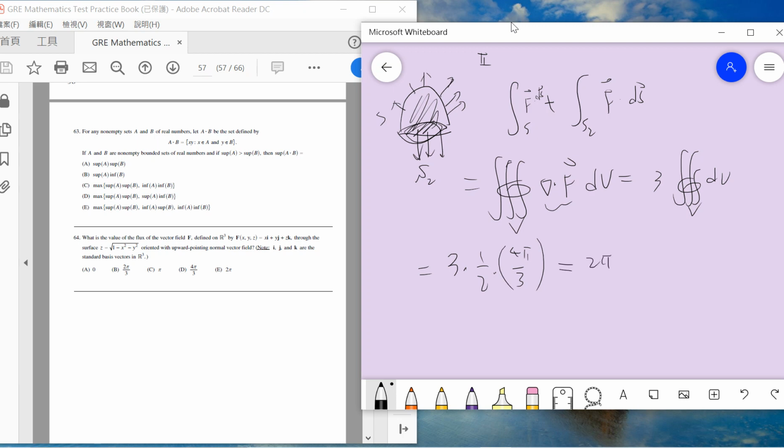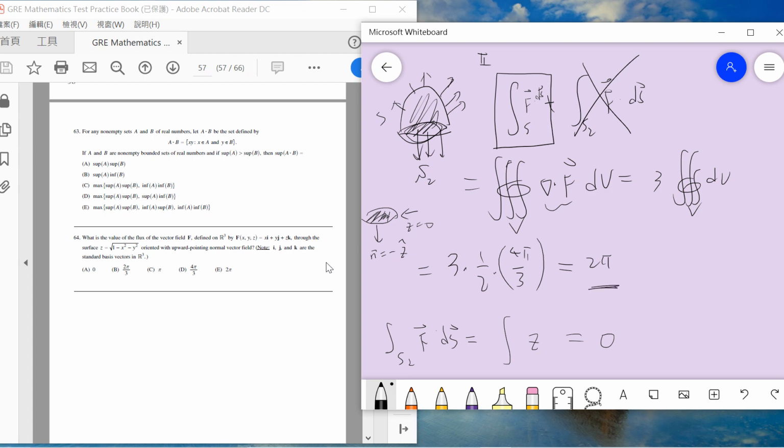But what we need to compute is this one, which does not contain S2. So now we need to compute S2. For this S2, the equation is z equals 0, and the normal vector is minus z hat. You can see that when F dot with minus z hat, the only remaining component is z. But this plane has equation z equals 0, so this is 0. So all we get is 2 pi.